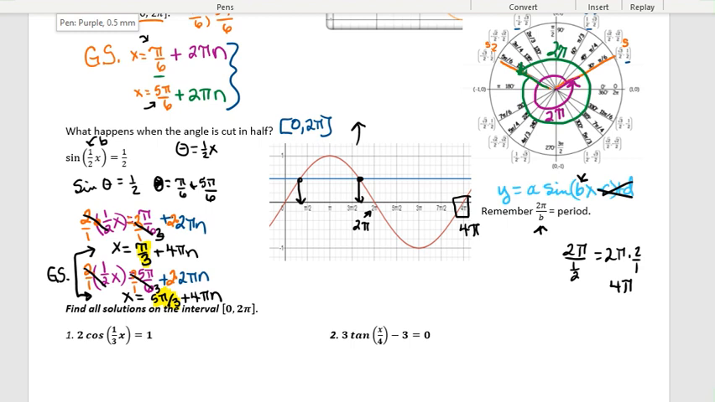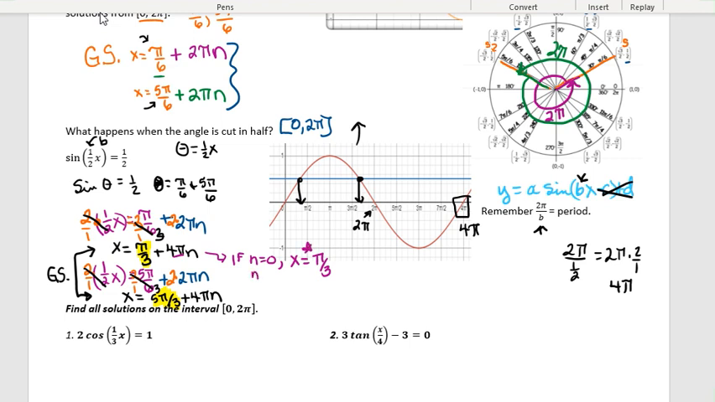Okay, so my final solution, if I were to add 4 pi because n is something other than 1, then it would be bigger than 2 pi, right? 4 pi is bigger than 2 pi. So if n equals 0, x equals pi over 3. This is one of the answers.